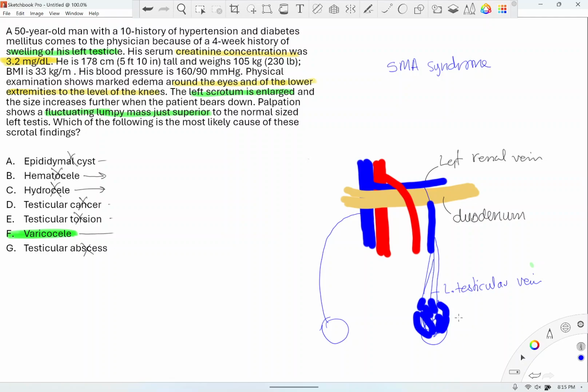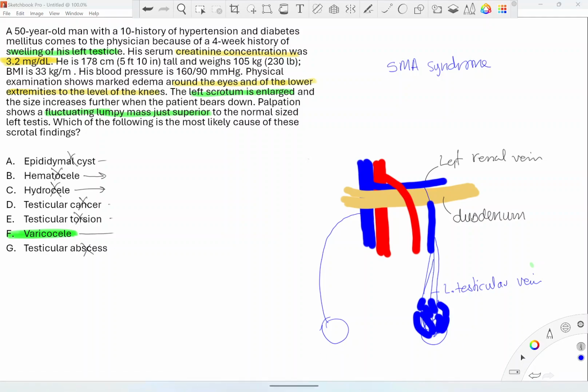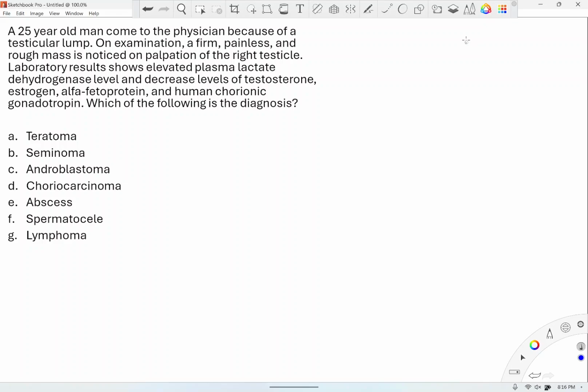Generally, they will tell you in the question that this supratesticular mass feels like a bag of worms. I was looking for that in this question. It was not there. Okay, next question.